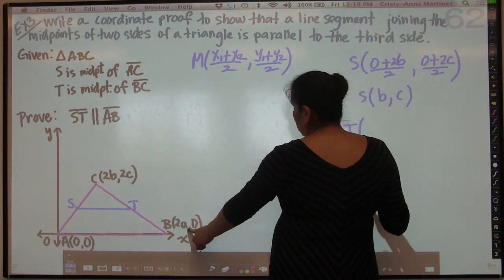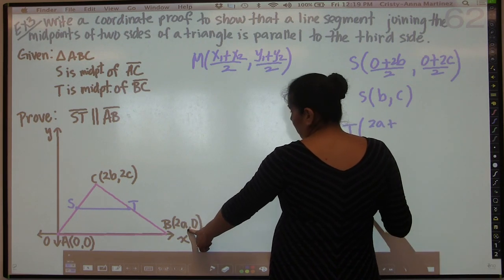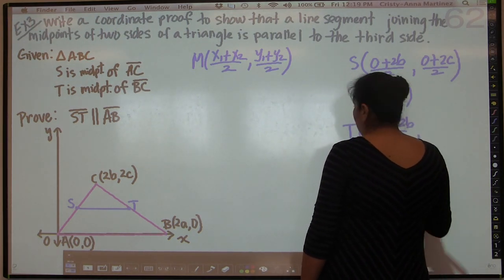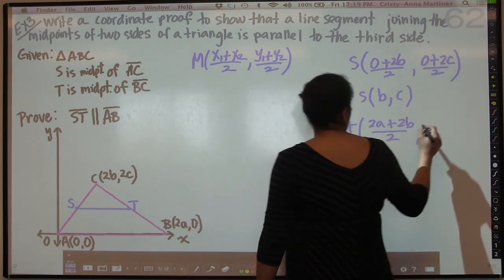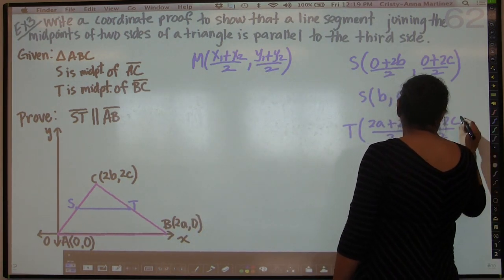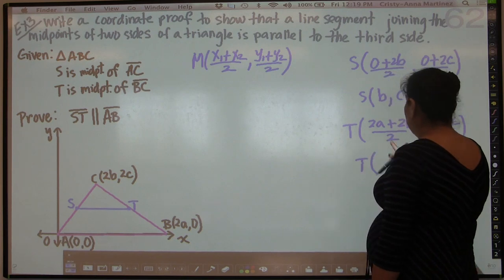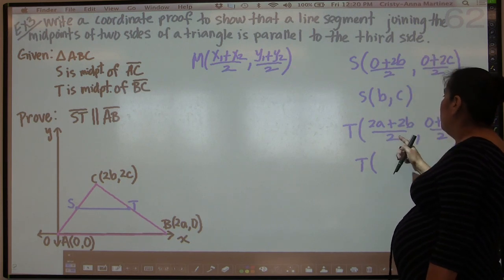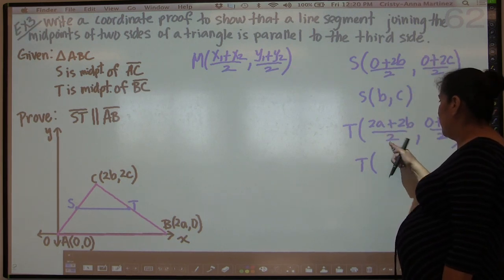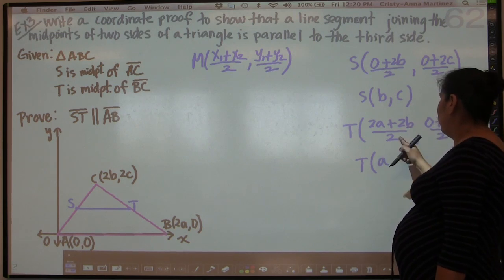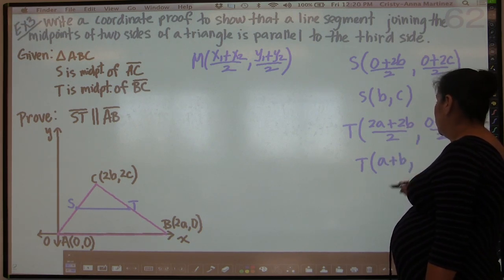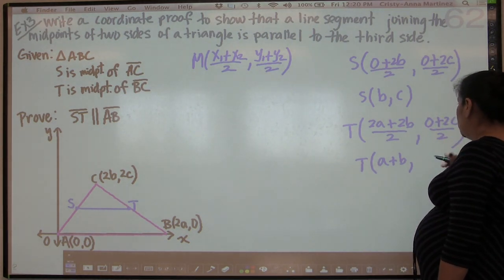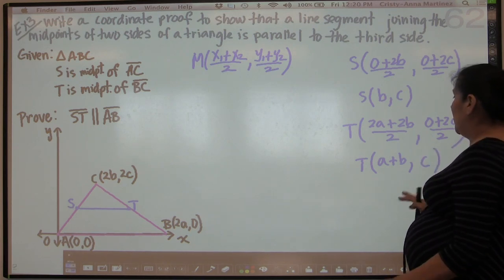So the x coordinate of B is 2a, and the x coordinate of C is 2b, so I add those two together, divide by 2. And the y coordinate is going to be 0 plus 2c divided by 2. When I simplify that, I'm going to get 2a plus 2b. You can't combine a and b like I did in this case. But I can divide both by 2. 2a divided by 2 is a, and 2b divided by 2 is b. So I just get a plus b. So my x coordinate is a plus b. My y coordinate is going to be 2c divided by 2, which is just c.